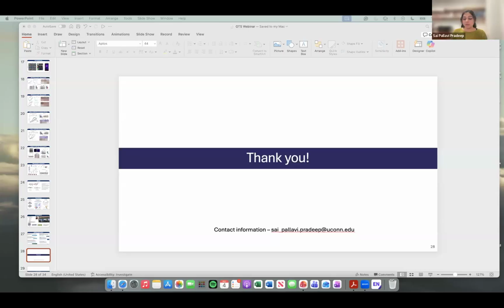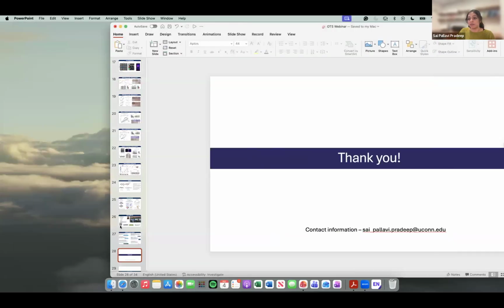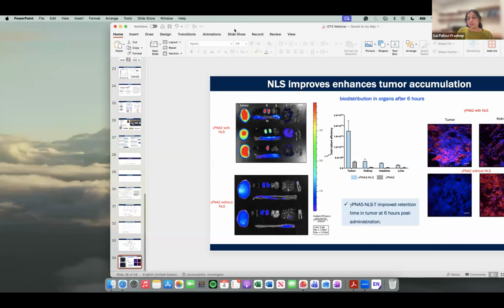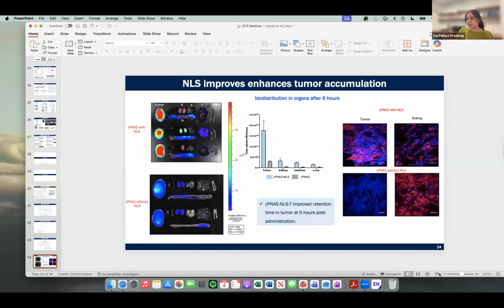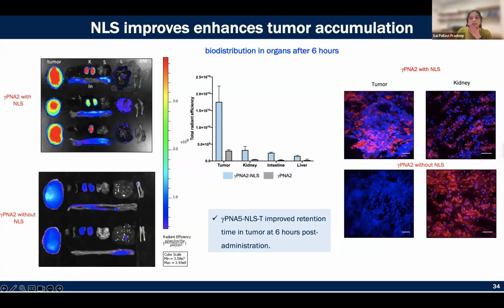Yeah, so over here we used NLS. This was a preliminary study that we had done. So this is the PNA with the NLS, and over here, this is the PNA without the NLS. You can see that with the NLS, you have more accumulation of the PNA in the tumor. So we did observe a passive accumulation, which could be due to the EPR effect.